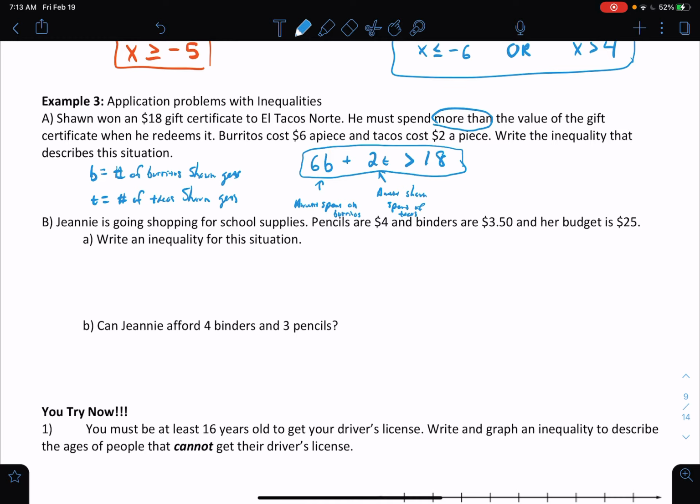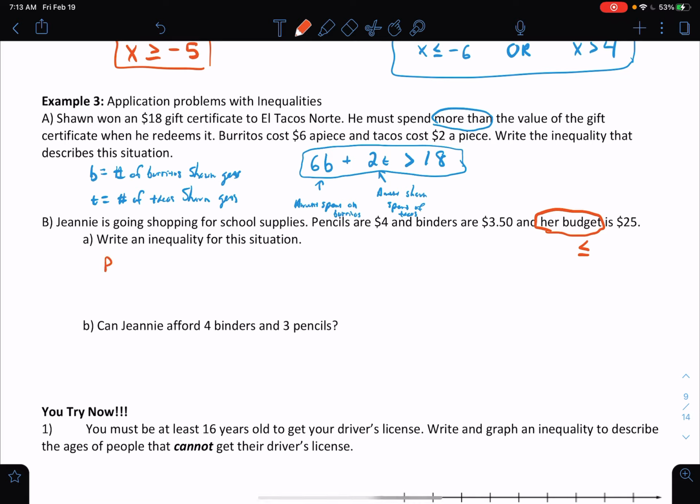Okay, let's go on to our last problem. Jeannie is going shopping for school supplies. Pencils are $4 and binders are $3.50, and her budget is $25. If you have a budget, that means that's something you can't go over. So if you see something like a budget, the amount that she spends must be less than or equal to that amount.